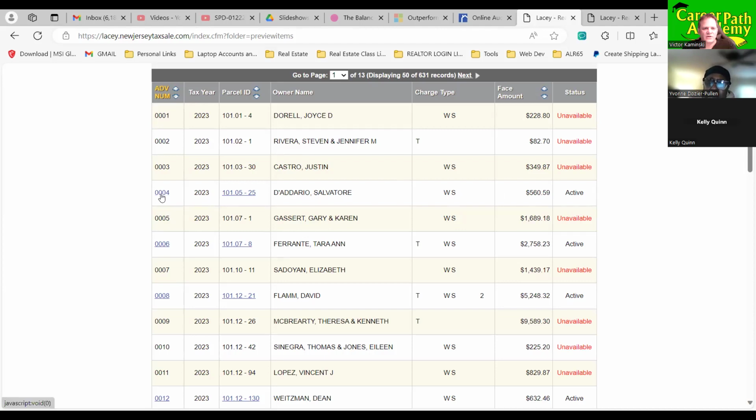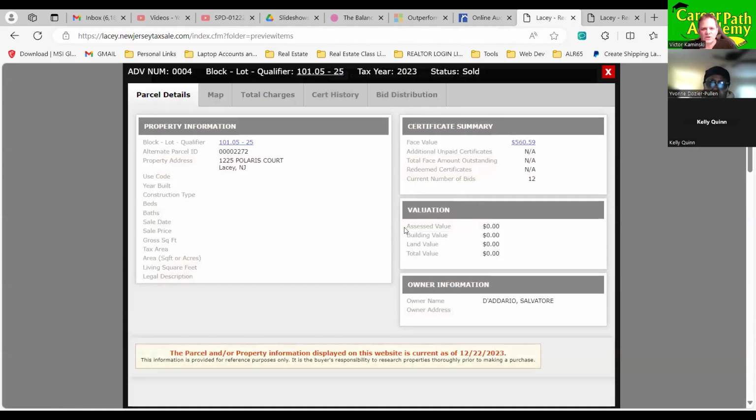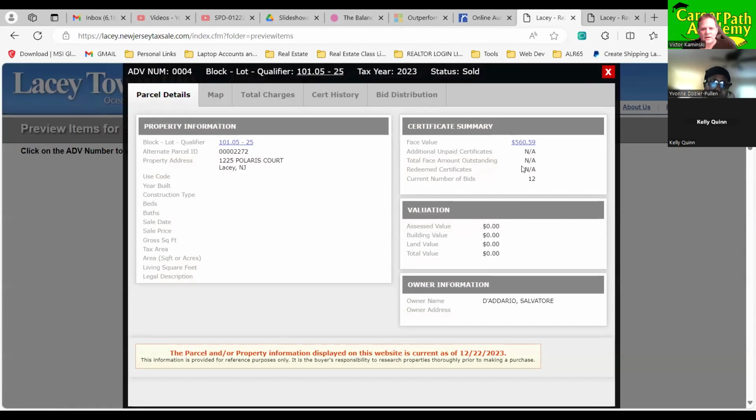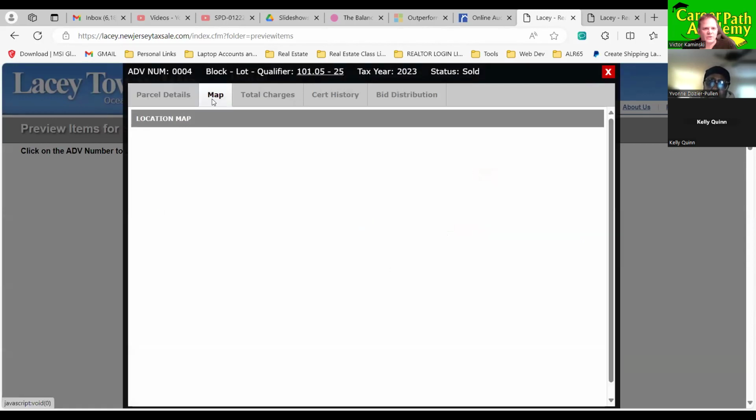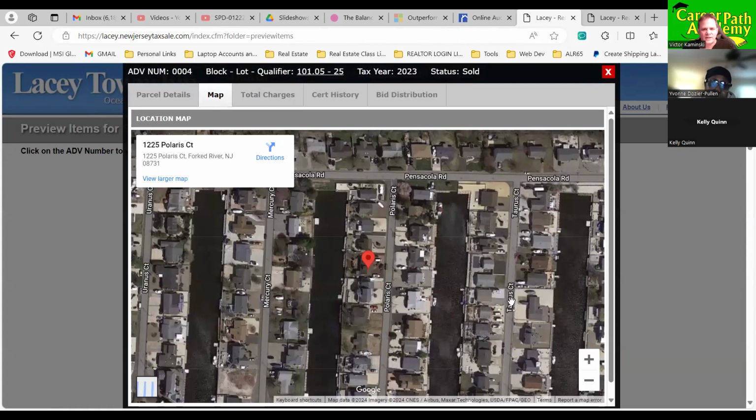So if I click on here to get the auction information for this particular property, we could see $560, we could see the address of the property, and then we could pull up the map. And you could see this is not one of the properties that are on the shore. They're on a peninsula here.